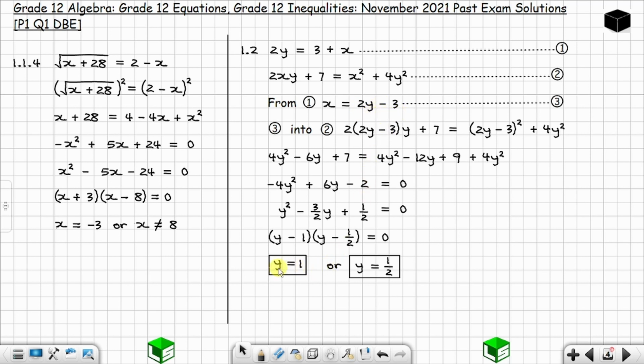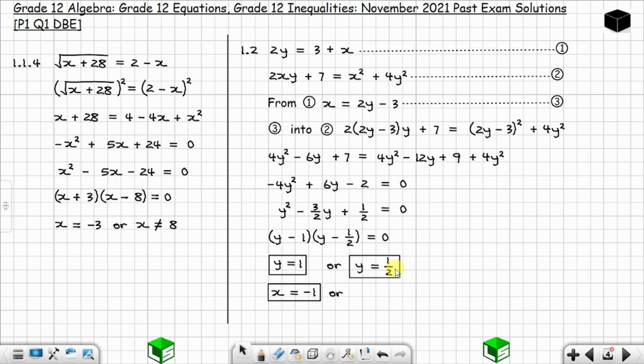So when you take y is equal to 1, you plug 1 there, right? y is equal to 1. You plug 1 there. You have 2 times 1, which is 2. You have 2 minus 3, which is negative 1. Okay, so you have x is equal to negative 1. So this is your x.